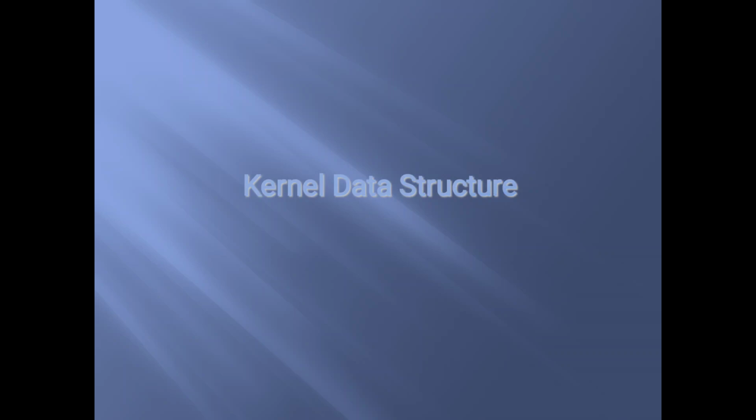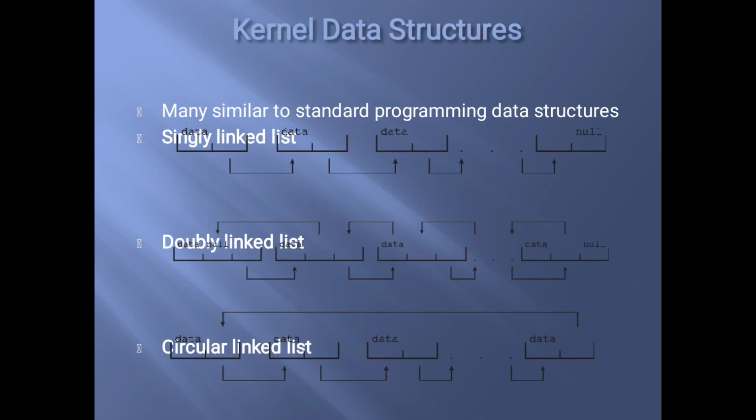Then the kernel structure. The kernel is used for processing, and the data are stored in the following formats. Many are similar to standard programming data structures: singly linked list, doubly linked list and circular linked list. In the singly linked list, the first data is connected with the second data by the address of the second data. So that is a singly linked list.